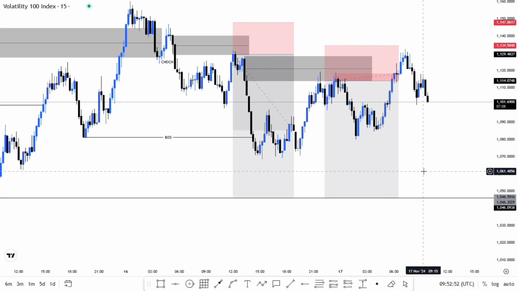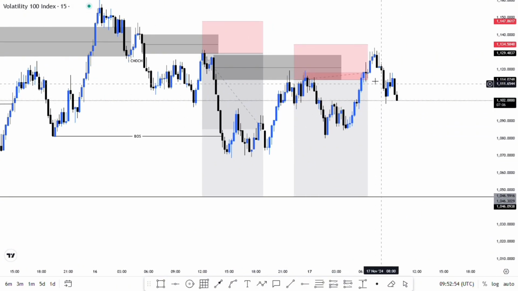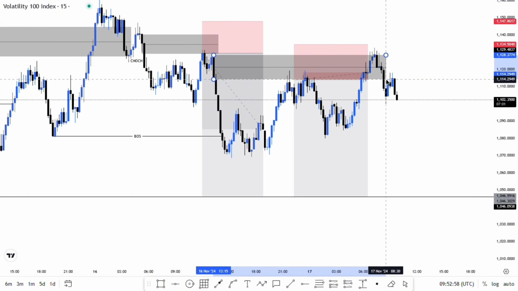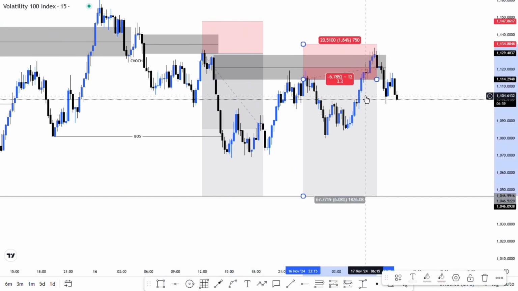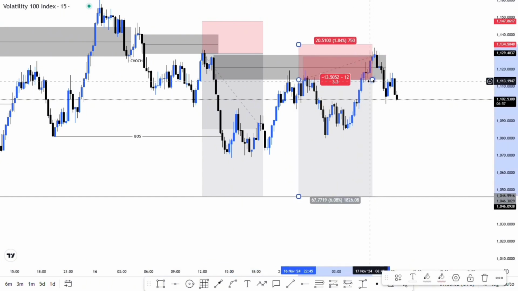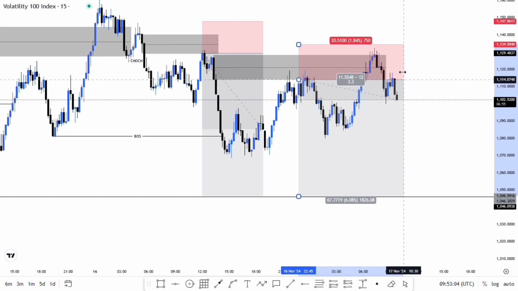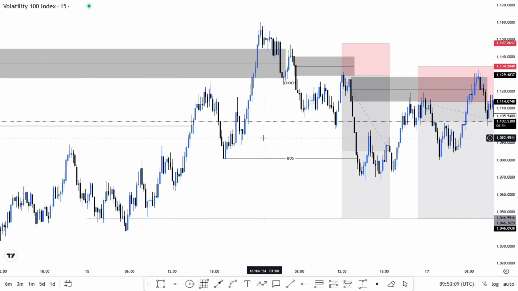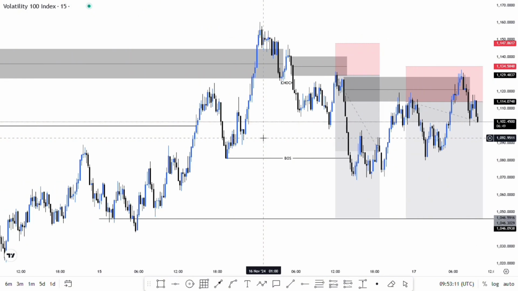As you can see now, after price retested over the night, it is making profit. So this is how I got these sells on volatility 100 and buys on volatility 50.